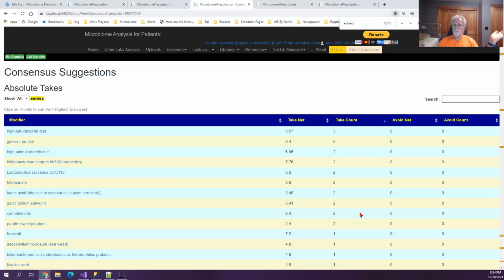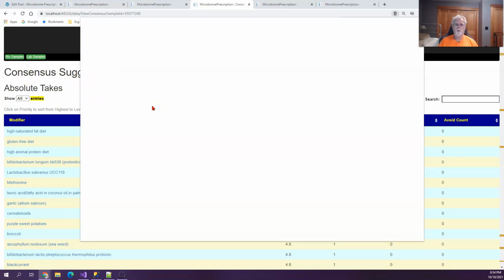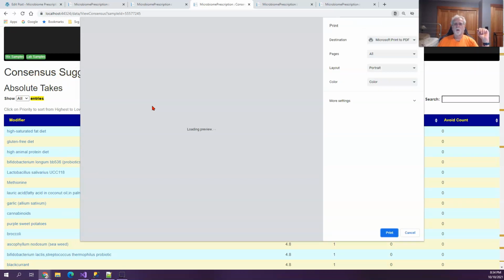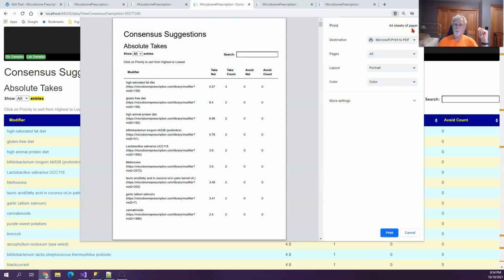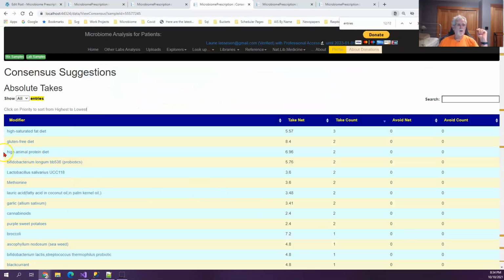Okay, so that's it. If you go back, you can of course do something like print to a PDF or print it off. As you can see, it's 44 pages if you print it off. You probably prefer to do it as a PDF rather than kill a tree or two. And of course, you can immediately go over to information about the modifier. So you can go to your heart's content.